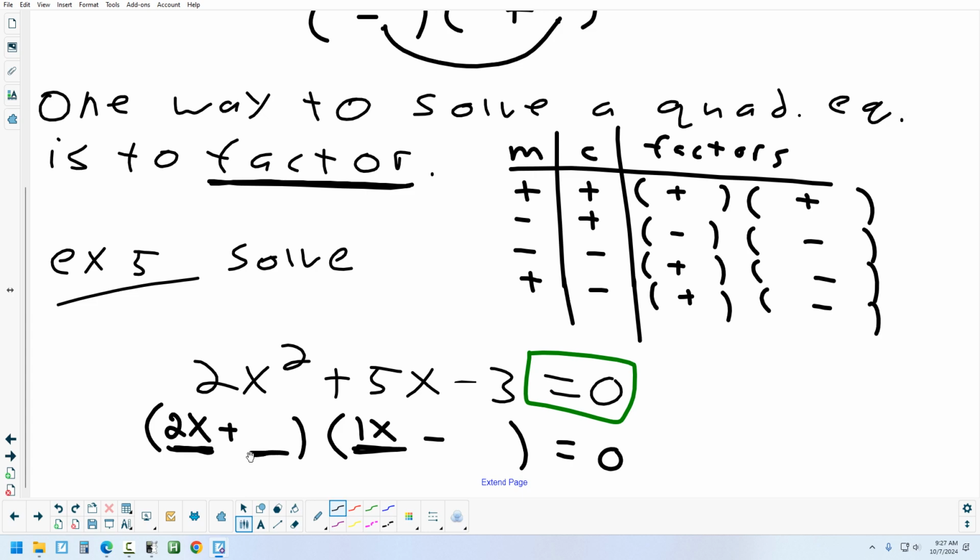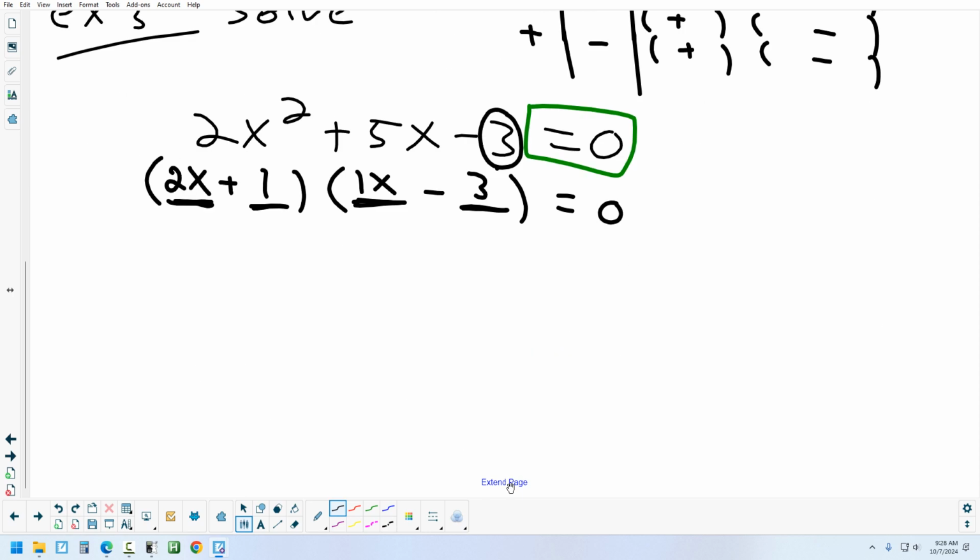Now what goes here and here are two numbers that multiply to give me 3. We've already taken care of getting the negative. That was taken care of by positive, negative. But we need two things that multiply to give me 3. Which would be what? 1 and 3. All right, so let's try 1 and 3. We already know we've got the first and the last one, right? The tricky one sometimes is the one in the middle. Okay, so let's see what happened.